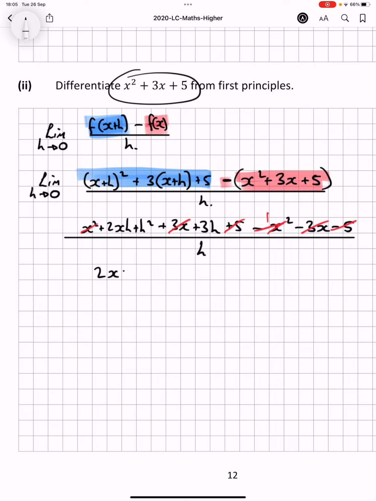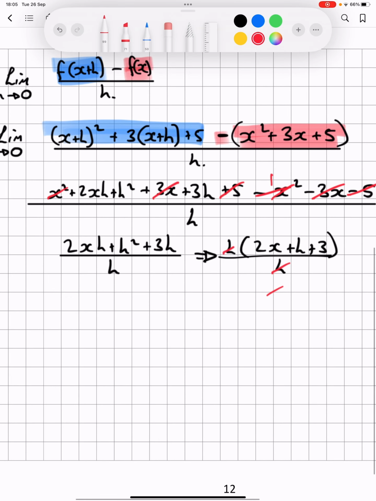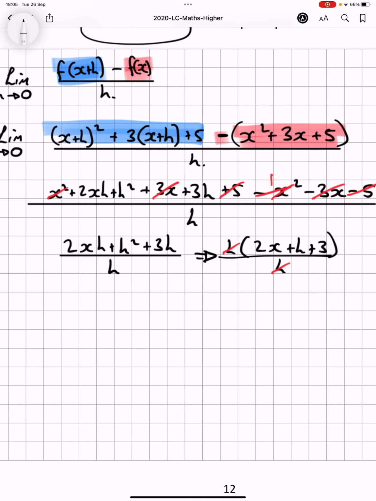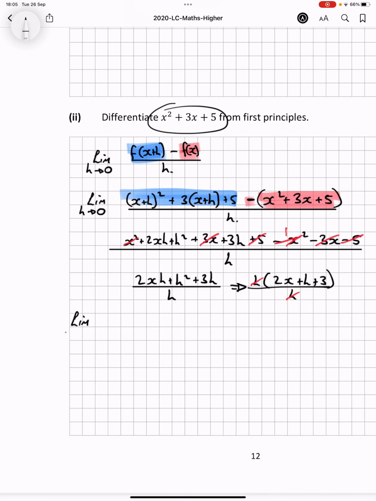So to tidy this up, it's going to be 2xh plus h squared plus 3h, all getting divided by h. At the top, we should see that there's an h with each term, so factorize out h. So h brackets 2x plus h plus 3 all over h. Cancel out the h's top and bottom. And this tidies up to a single line. So the limit as h heads to 0 of 2x plus h plus 3. Well, as h heads to 0, the answer will just be 2x plus 3, when we let h equal 0. And that should be your answer for that.